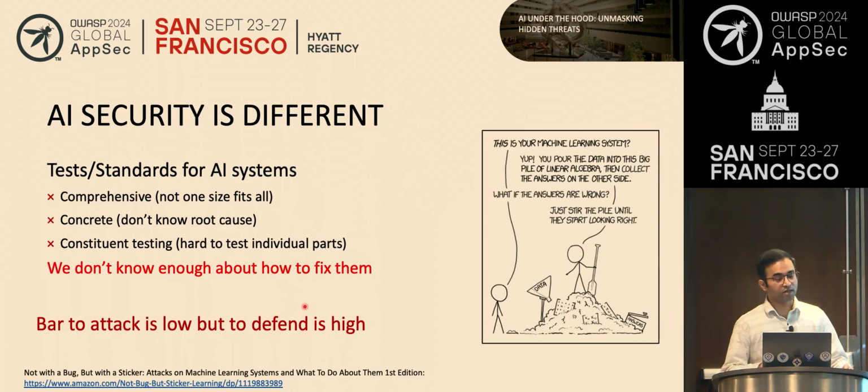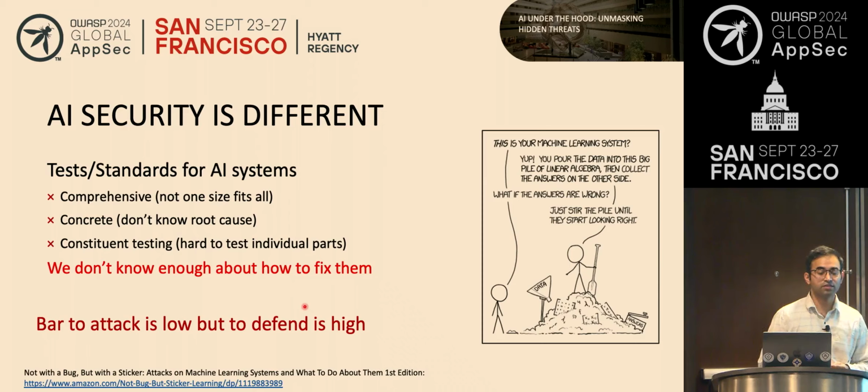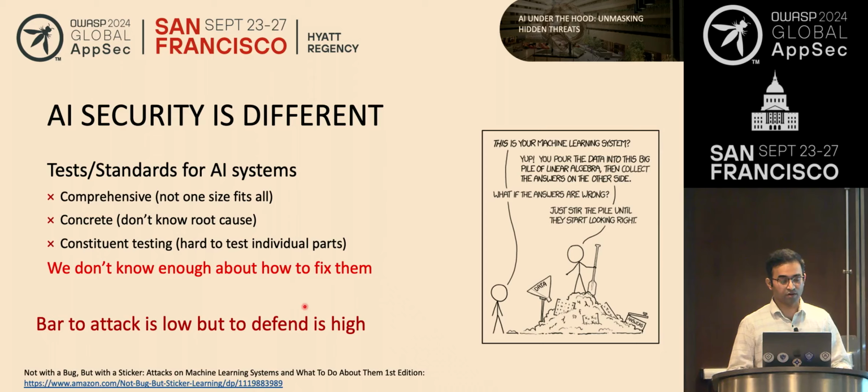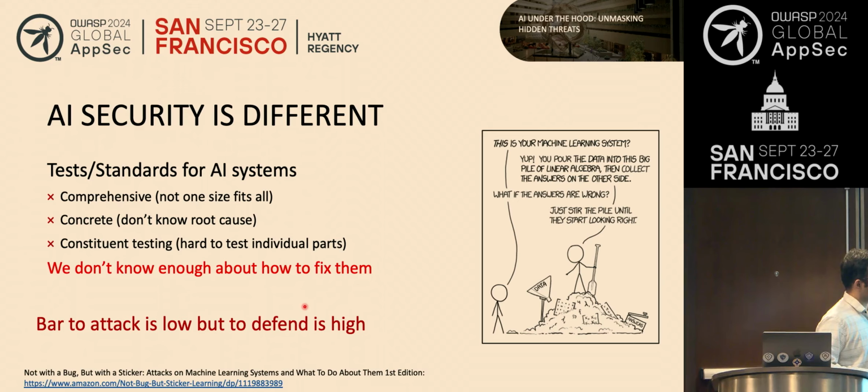After looking at some of these examples, we see that AI security is different. We need a different standard when it comes to evaluating the security of an AI application.